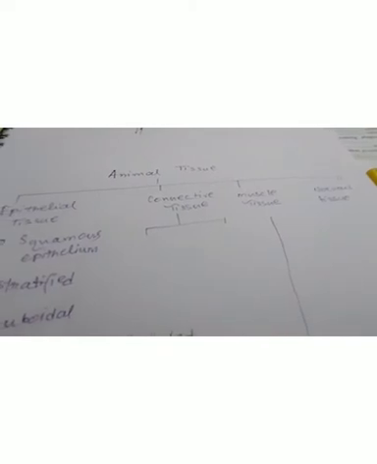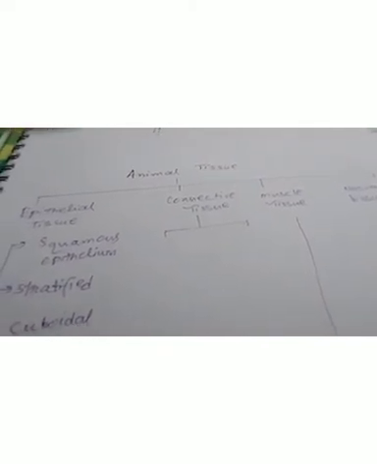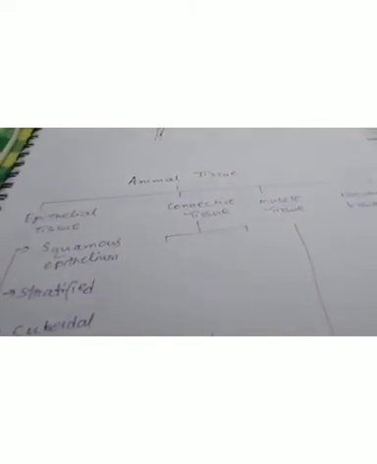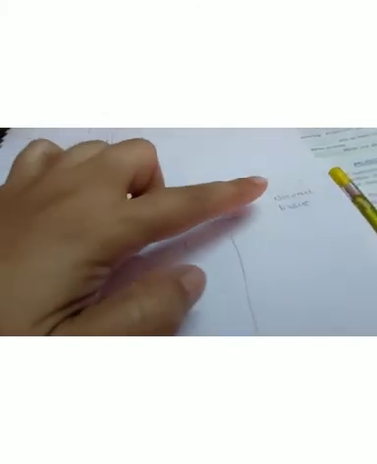Good morning, students. Today I will discuss the animal tissue. Now, the animal tissue is basically divided into four categories: epithelial tissue, connective tissue, muscle tissue, and nervous tissue.